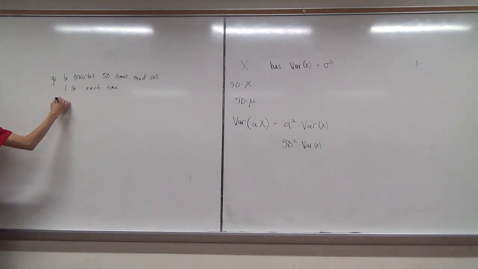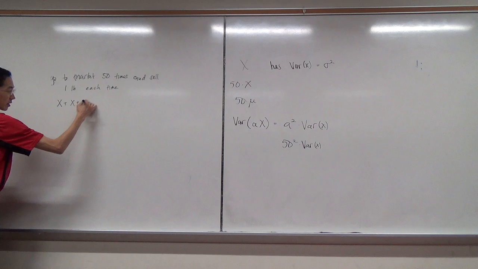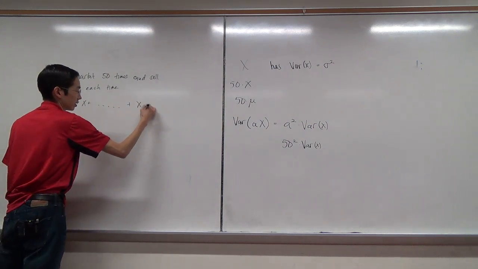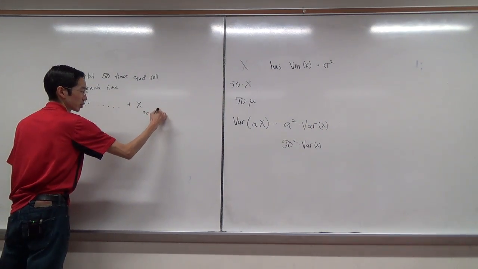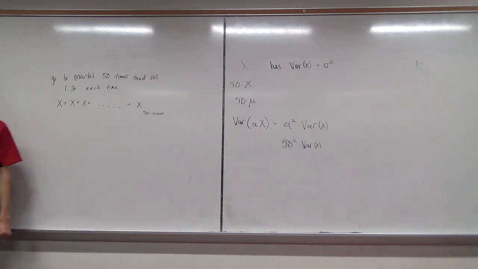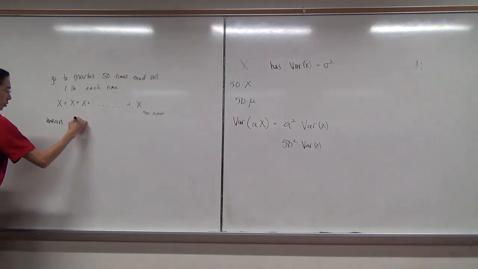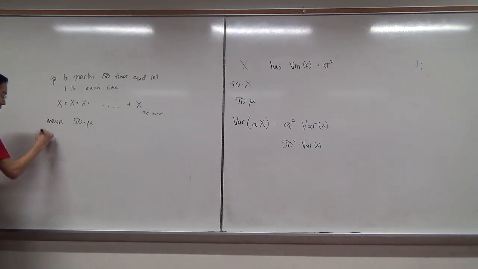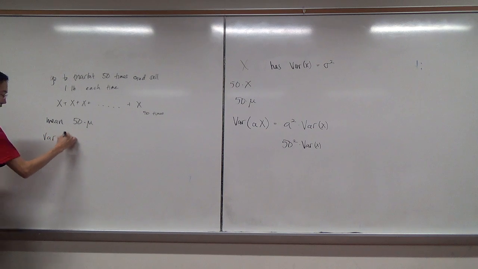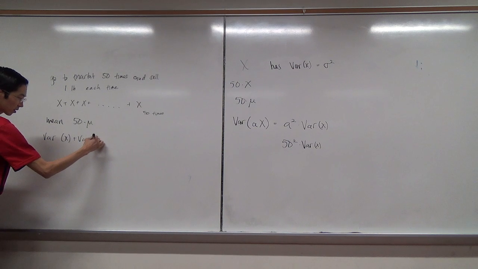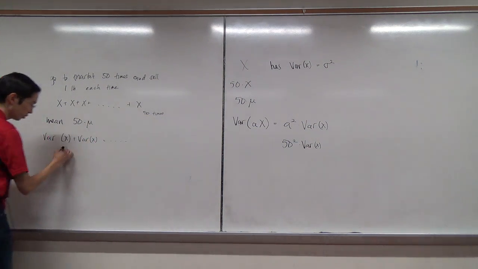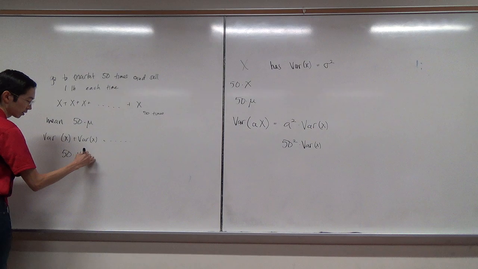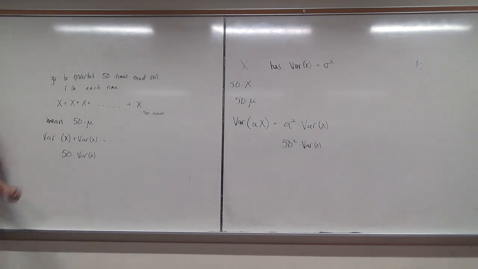In that case, we would have x plus x to 50 times. Okay, and so there, your mean would be 50 times mu, but your variance, you'd have the variance of x plus the variance of x all the way 50 times, so you would just have 50 times the variance of x. I don't know if the distinction is clear here.